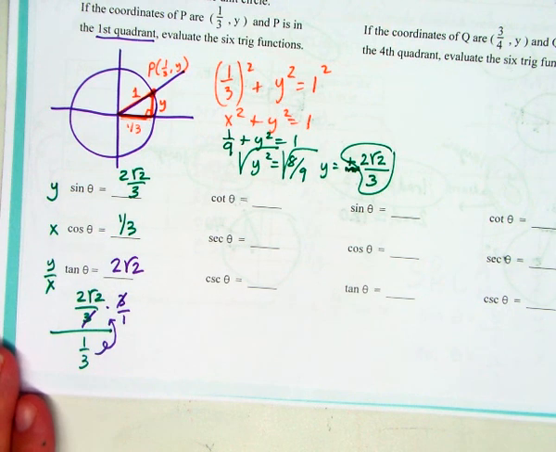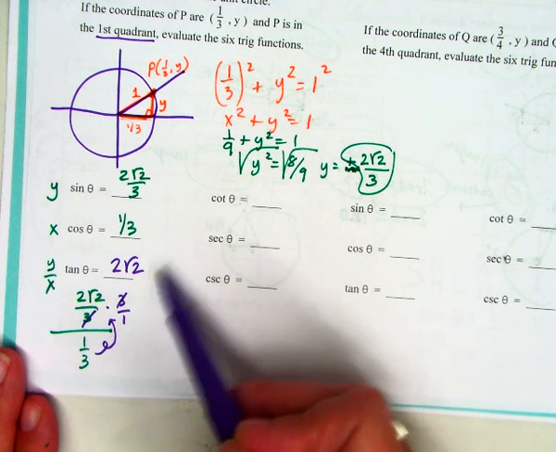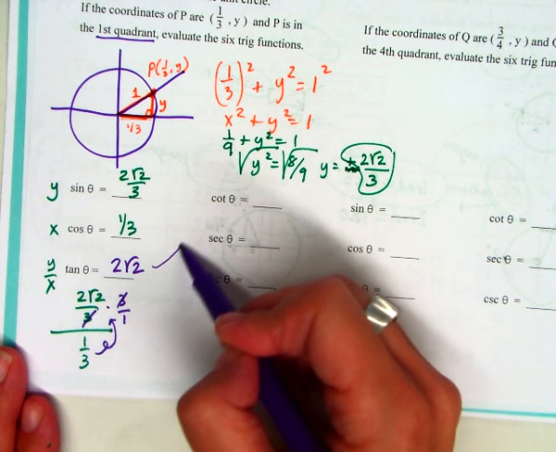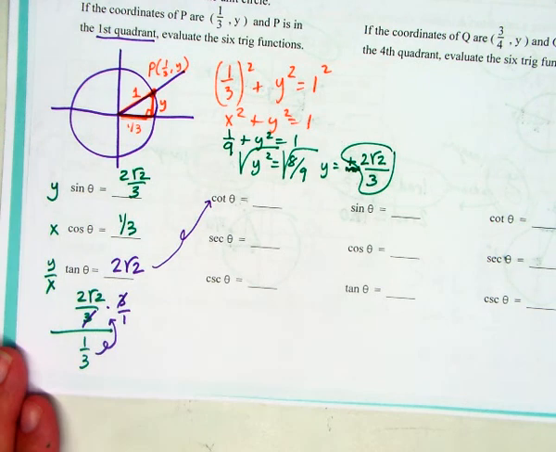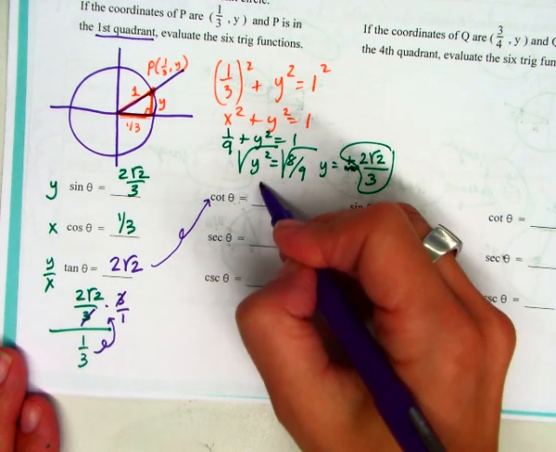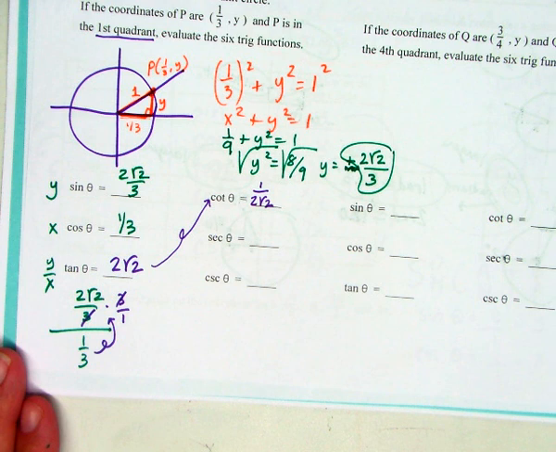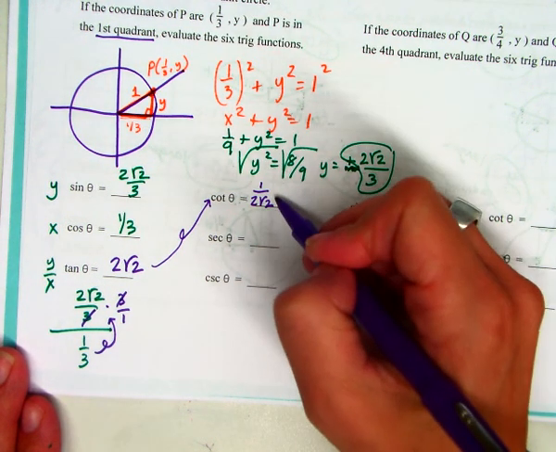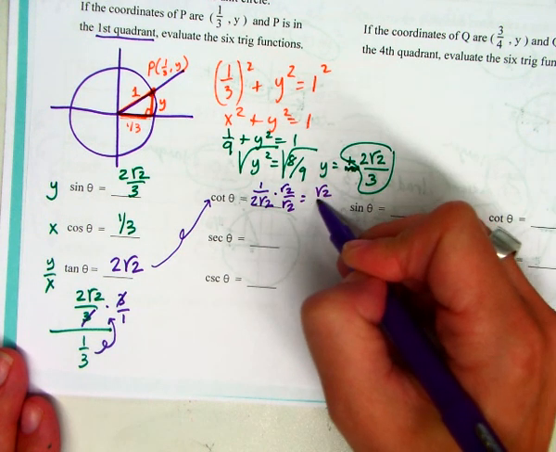But a lot of you are going to have to do that work off to the side to simplify these fractions. All right, cotangent is the reciprocal of tangent, right? So if I know this is 2√2, I would just take its reciprocal, which means I would do 1 over 2√2. But that's not rationalized. So I got to multiply by √2 over √2, and we get √2 over 2 times 2, which is 4.